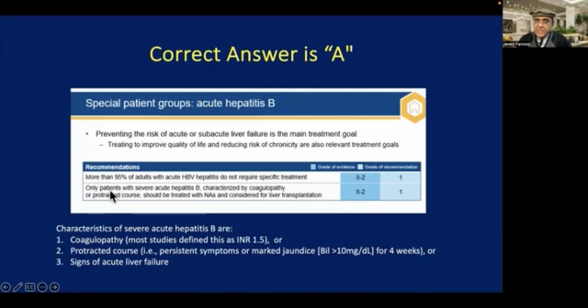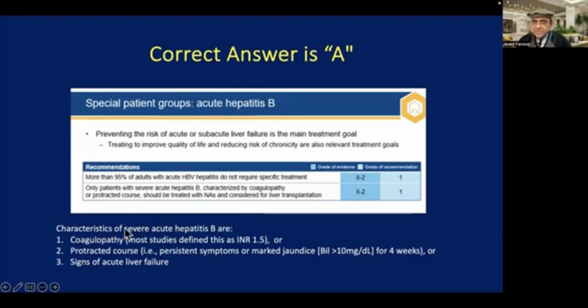So the recommendation is that more than 95% of adults with acute hepatitis B do not require specific treatment. It is required only in less than 5% of patients. Only patients with severe hepatitis B characterized by coagulopathy or protracted course should be treated with NAs and considered for liver transplant. These are the EASL guidelines.